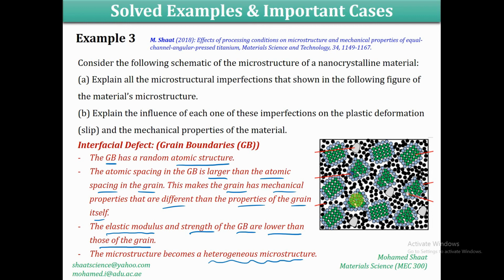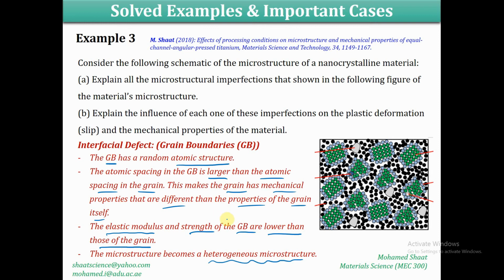So based on this investigation and understanding of the microstructure, we can say that the elastic modulus and the strengths of the grain boundary are in general lower and smaller than the strength and the elastic modulus of the grain core itself. This is based on many studies that I have made and many other people have done on nanocrystalline materials. It was demonstrated that the elastic modulus and the strengths of the grain boundary are in general lower than those of the grain.